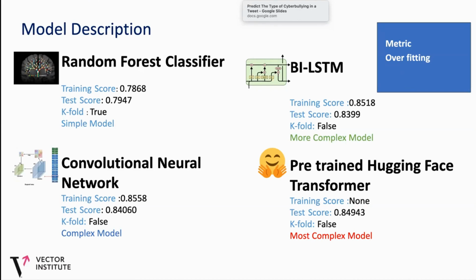For the pre-trained Hugging Face transformer, I could not record the training score, and this was because I did not exactly enter the training parameters or the log parameters to save the training score. And because of the amount of time it took to train, I could not rerun it because it was really a long time. The test score, however, when evaluated on the test set was 84.9%. I also could not perform k-fold evaluation on this.